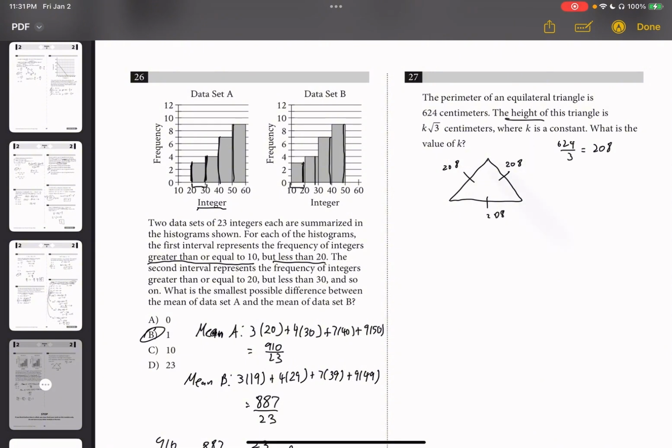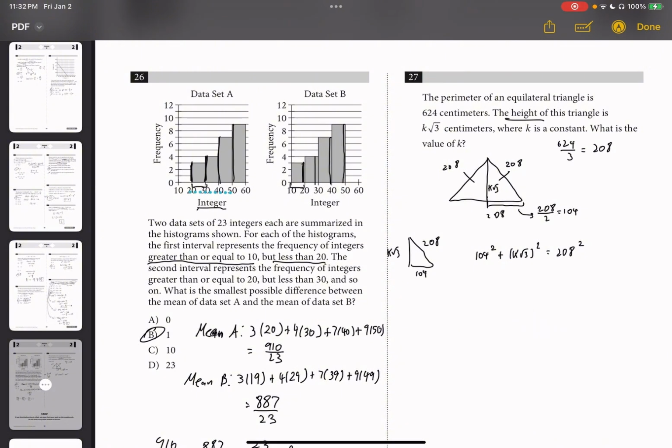But here it's asking for the height, which is k squared root of 3. And if we're going to solve for k, what we need to know is this side. So this side only is going to be 208 divided by 2, since it's only half of the base of the triangle, and that's going to give us 104. So now I'm going to draw this triangle again for you. We have k squared root of 3, 104, and 208. So we know that Pythagorean's theorem, 104 squared plus k squared root of 3 squared is equal to 208 squared.